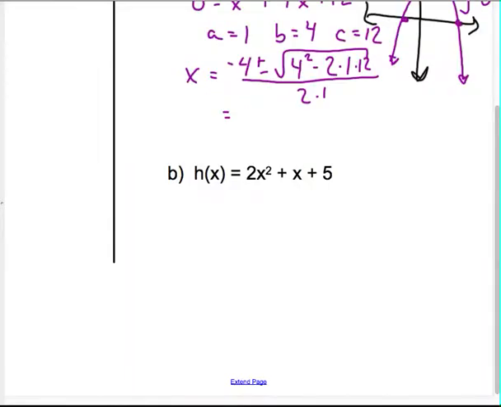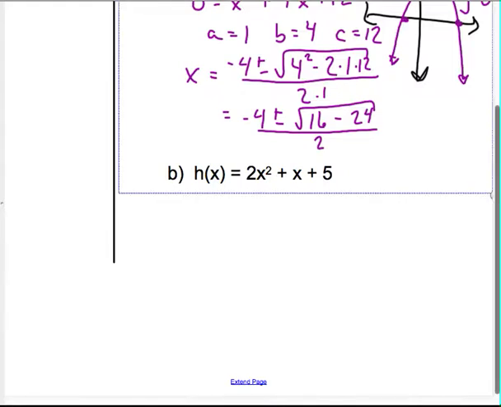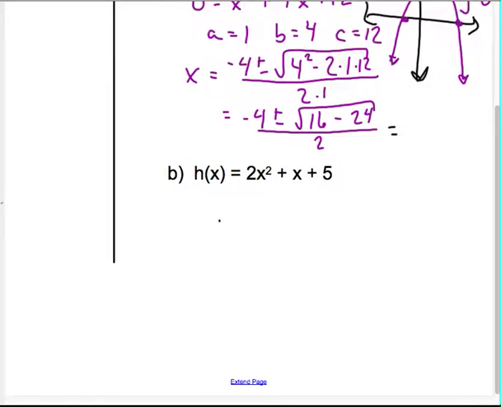So the next piece, I'm going to simplify what's under the radical. 4 squared gives me 16. 4 times 12 gives me 48. 2 times 1 gives me 2. We've got 16 minus 48 is negative 32.